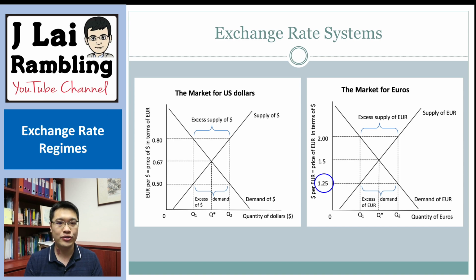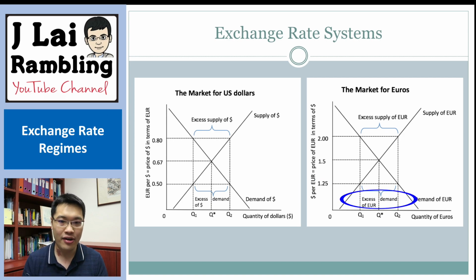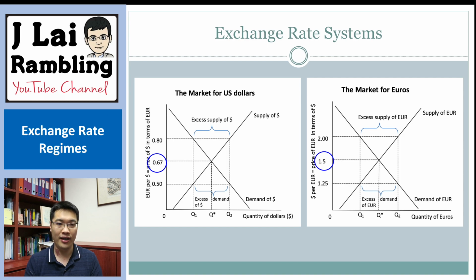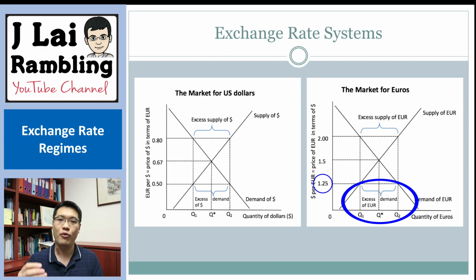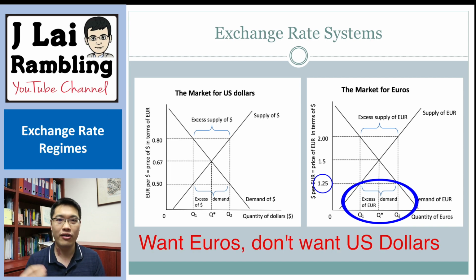Now, at 1.25 dollars per euro, as you can see here, there's an excess demand for euros. And you're thinking, if 1.5 dollars per euro is the same as 0.67 euros per dollar in the left-hand diagram, what's the corresponding value for this 1.25 dollars per euro? We can try and work this out. At 1.25, there's an excess demand for euros of Q2 minus Q1. That means that people want a lot of euros. If people want a lot of euros, they don't want as many US dollars.